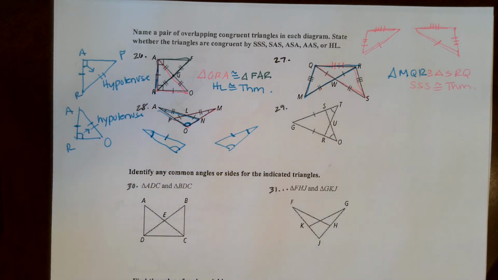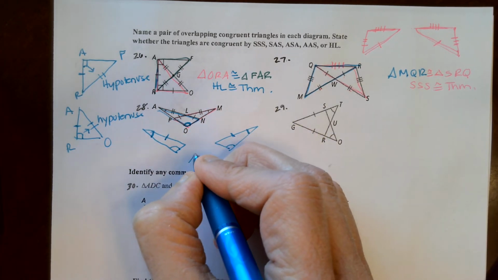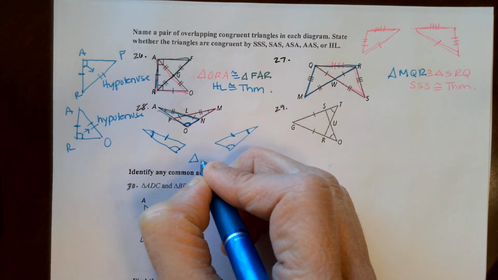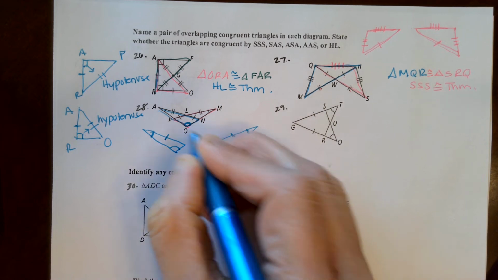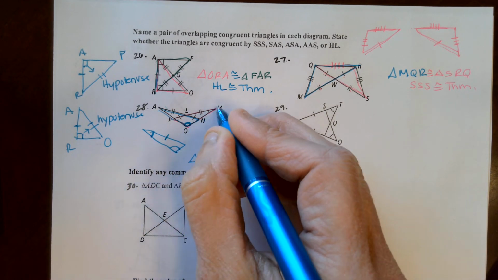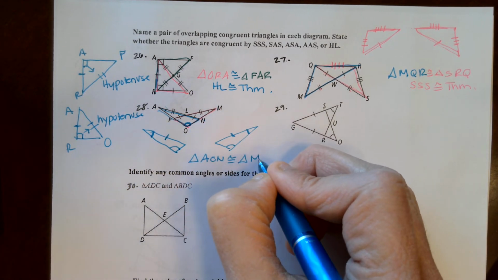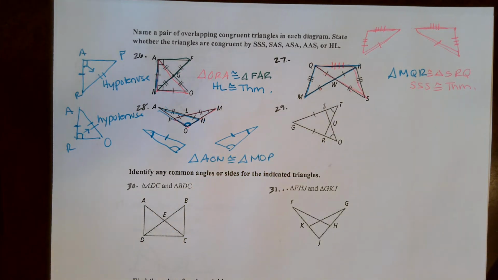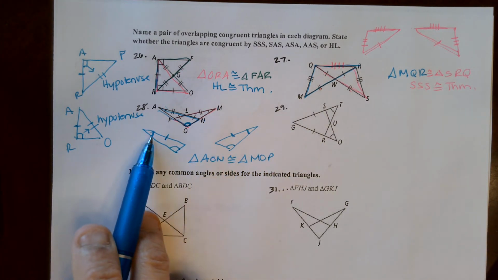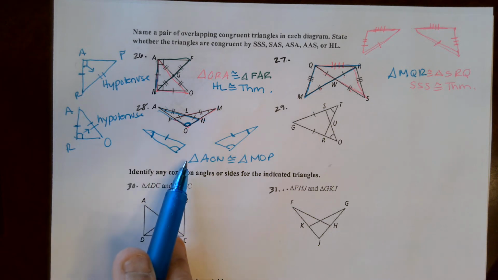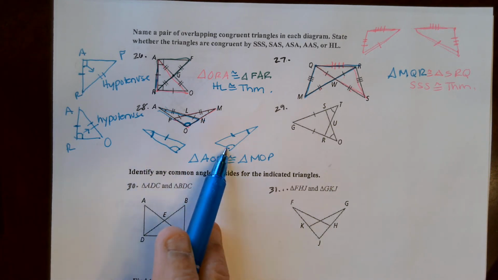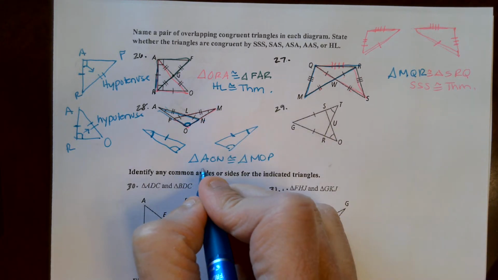Whoops, I didn't put my congruence statement. So it'd be triangle AON is congruent to triangle MOP. And if they're congruent, which I already put they were, but why? Angle, side. No, I'm sorry, angle, angle, side. Angle, angle, side. Okay, good.